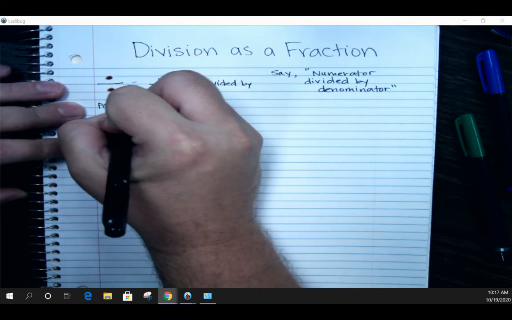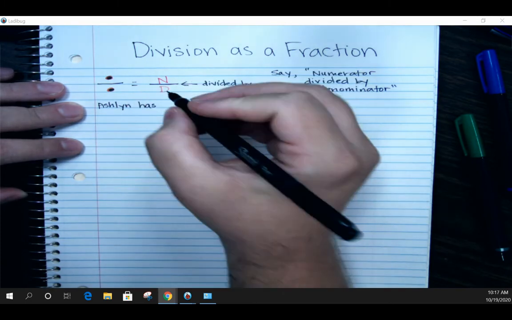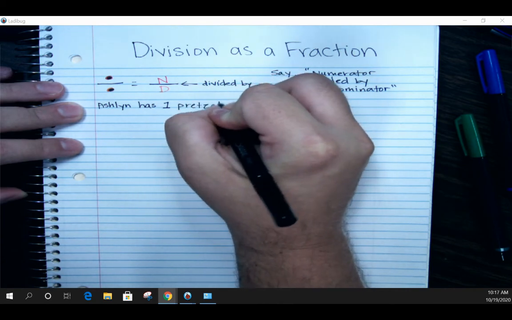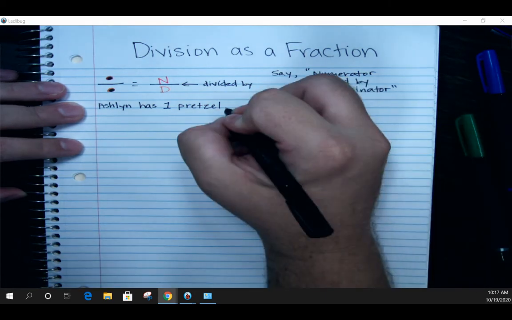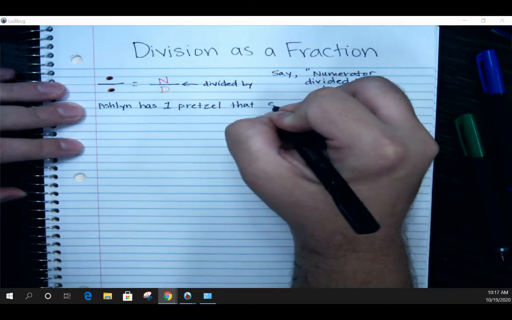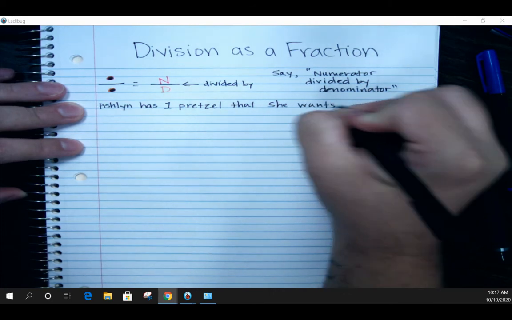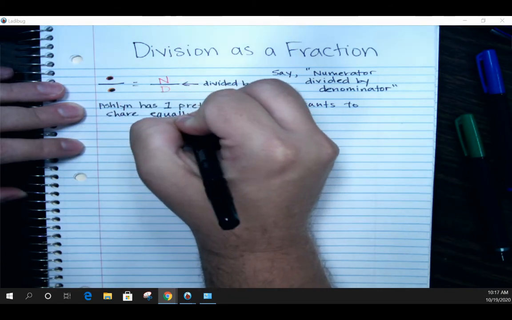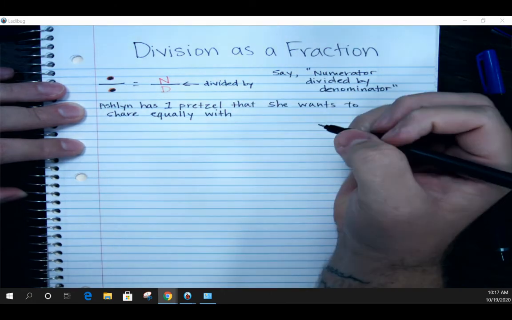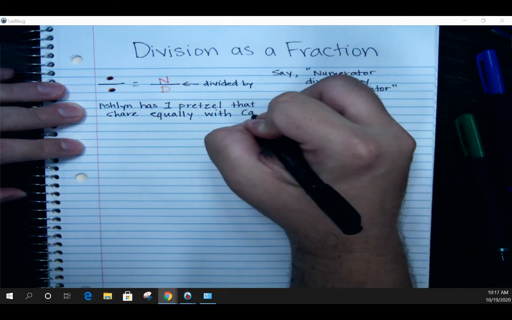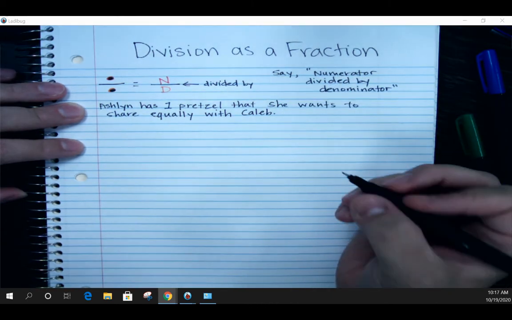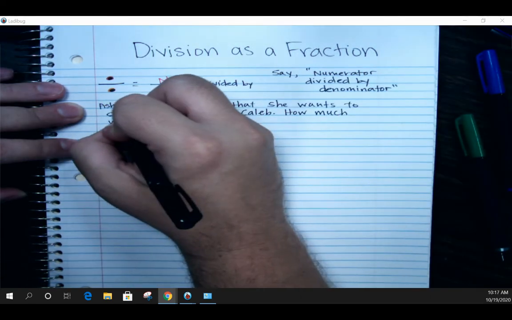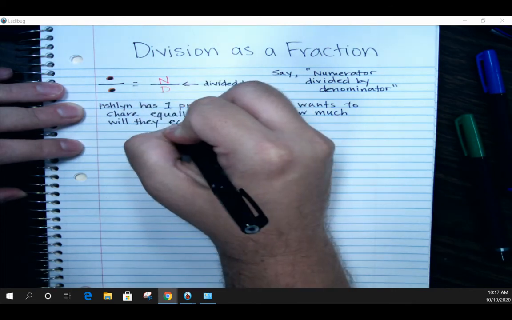Ashlyn has 1 pretzel that she wants to share equally with, who are we sharing it with, Ashlyn? Caleb. How much will they each get?